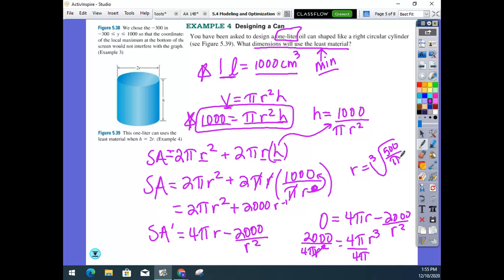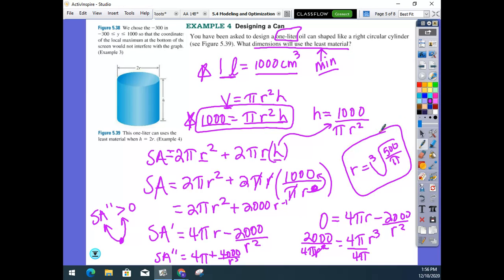The other thing you could do is we can do the second derivative, and our second derivative is going to be 4 pi, and then if we move this back up, that'll be plus 4,000 over r to the third. This is always going to be positive because r is always positive. And since the second derivative is greater than 0, that means it's concave up, so our critical point of r equaling this is going to be a minimum.